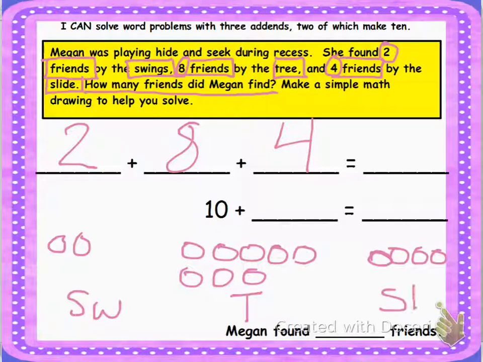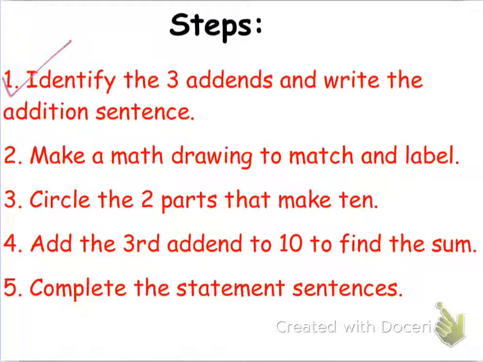So I put SL. Now, the reason why I had to put SW for swings and SL for slide was because there were 2 words, swing and slide, that start with S. So I needed to put the second letter as well so we can see that the 2 was for swings and the 4 was for slide. Alright, so now we made our math drawing and we put our labels, so check.